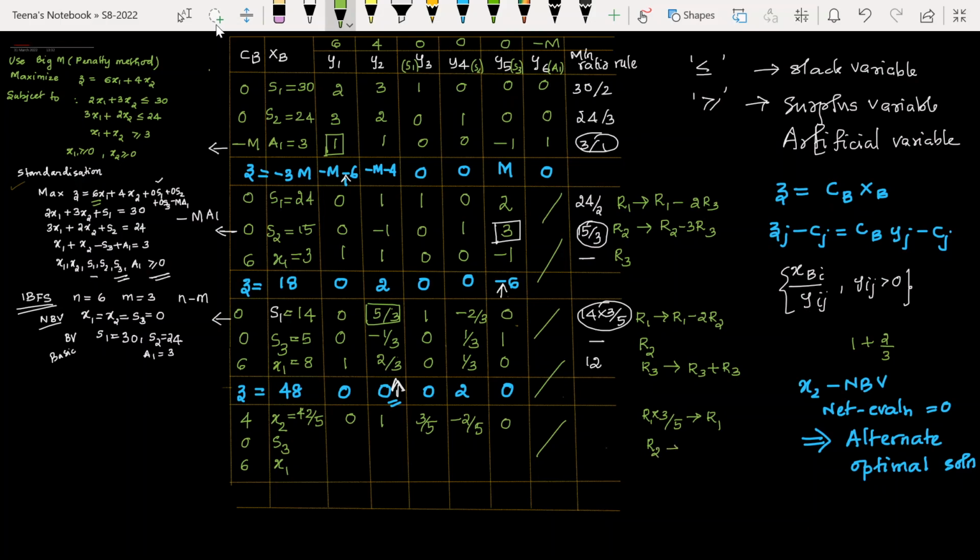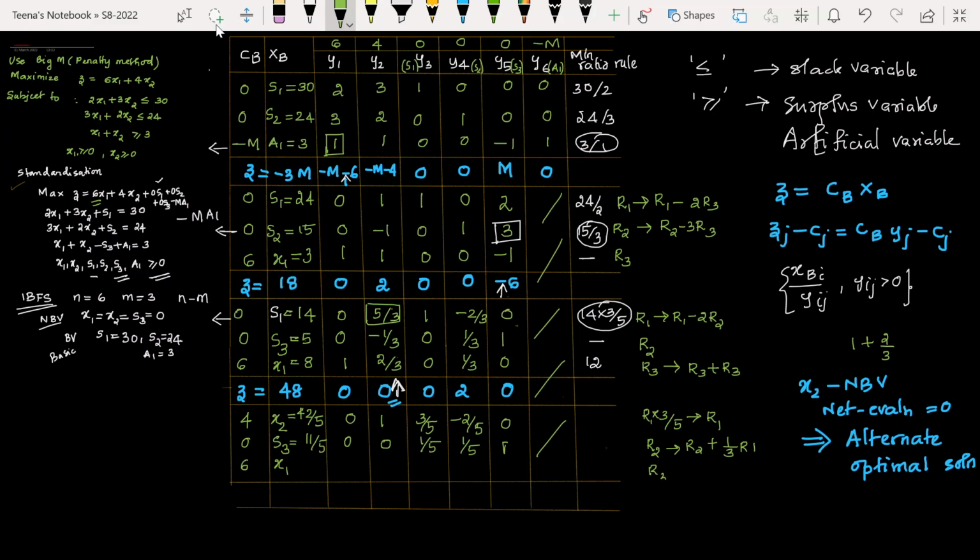So R2 gets modified as R2 plus 1 by 3 R1, and hence this S3 value becomes 5 plus 1 by 3 into 42 by 5, and that is 11 by 5, then 0, then minus 1 by 3 plus 1 by 3, it is 0, then 0 plus 1 by 3 into 3 by 5, that is 1 by 5, then 1 by 3 plus 1 by 3 into minus 2 by 5, it is 1 by 5, and the last element is 1 plus 1 by 3 into 0, it is 1.